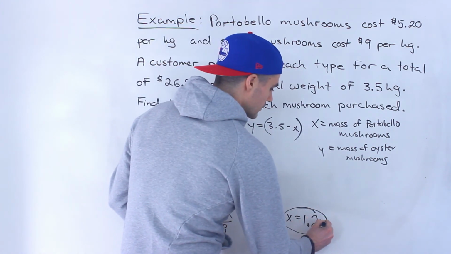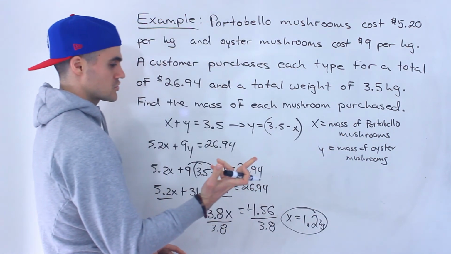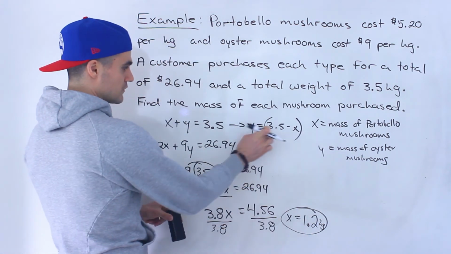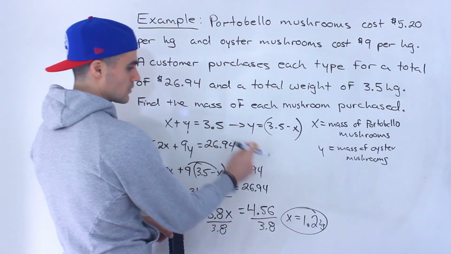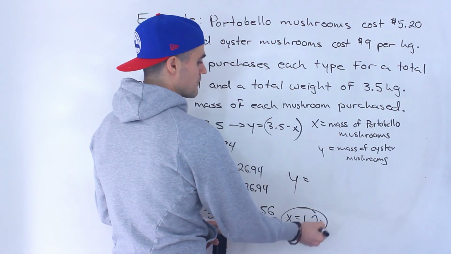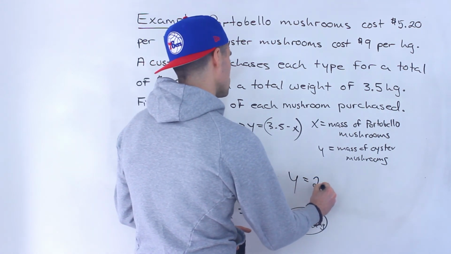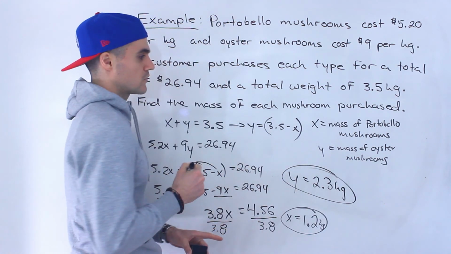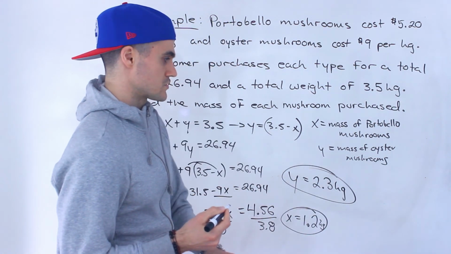So 1.2 kilograms is the mass of portobello mushrooms that we bought, and then we could simply take this, plug it into either equation. I feel like this one is the easiest one to get the y value. 3.5 minus 1.2, that would give us 2.3. So 2.3 kilograms of oyster mushrooms were bought.